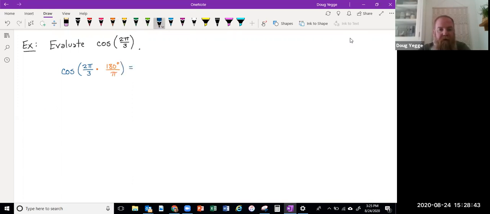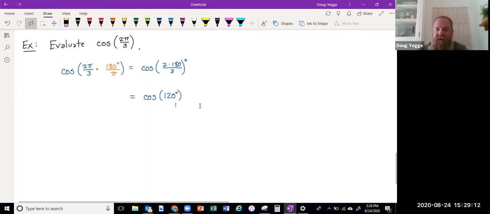And when we do so, notice that the pi cancels out, and we're left with cosine of 2 times 180 over 3 degrees. Well, 3 goes into 180 60 times, and 60 times 2 gives me 120. And therefore, what we're really doing is calculating cosine of 120 degrees.